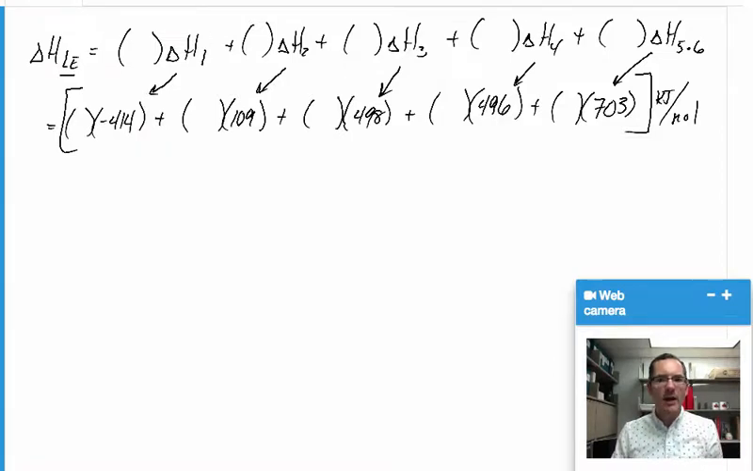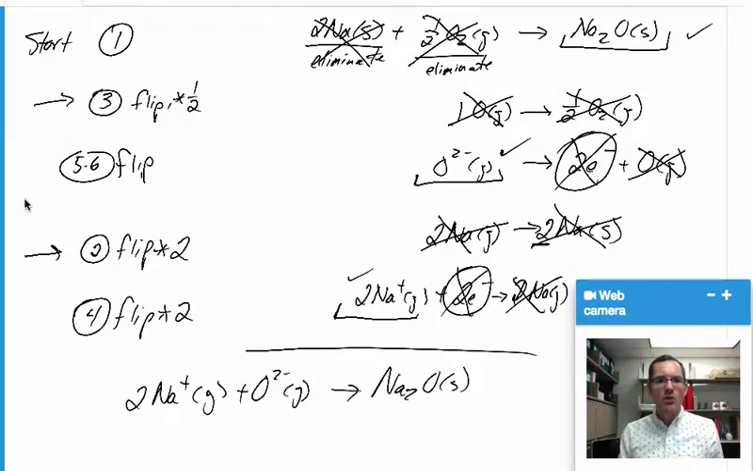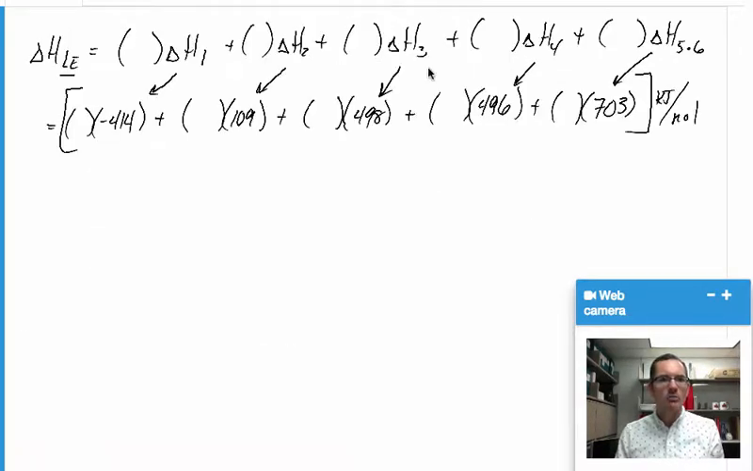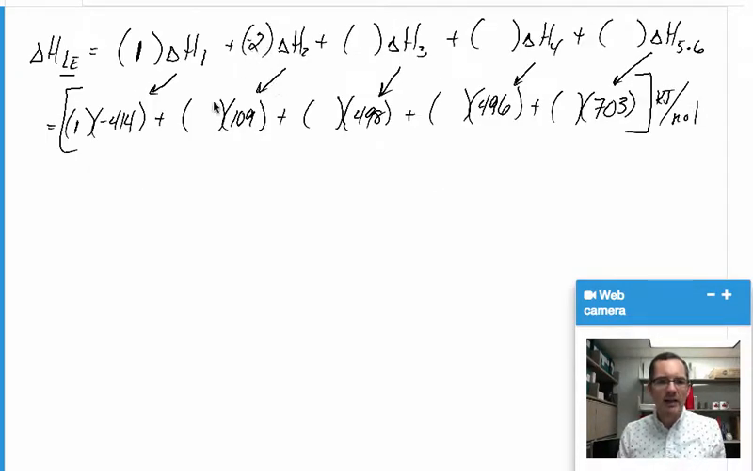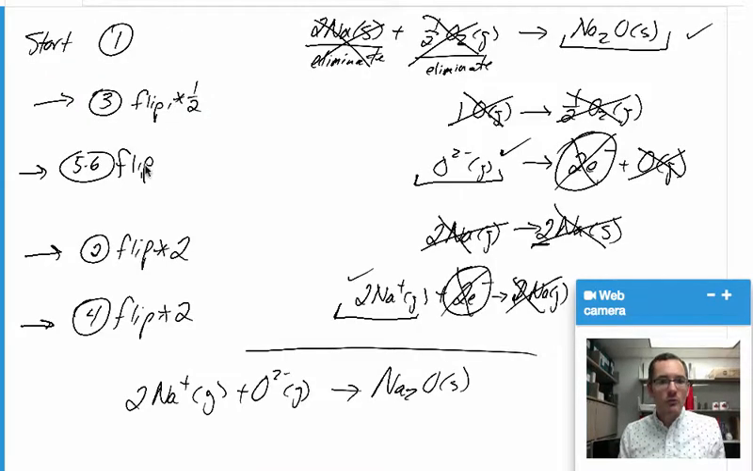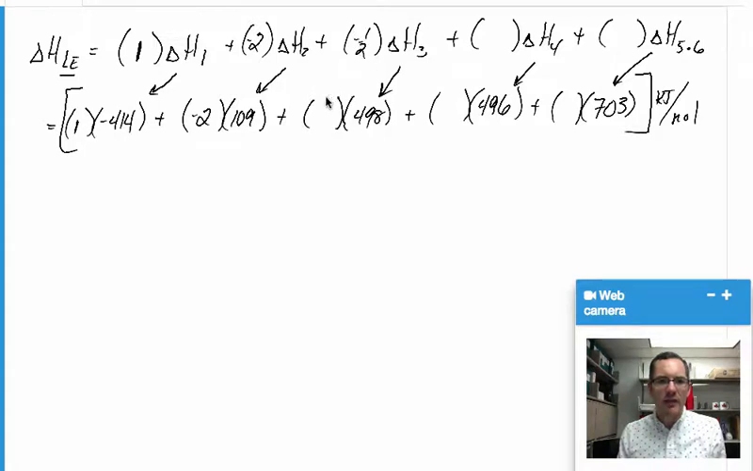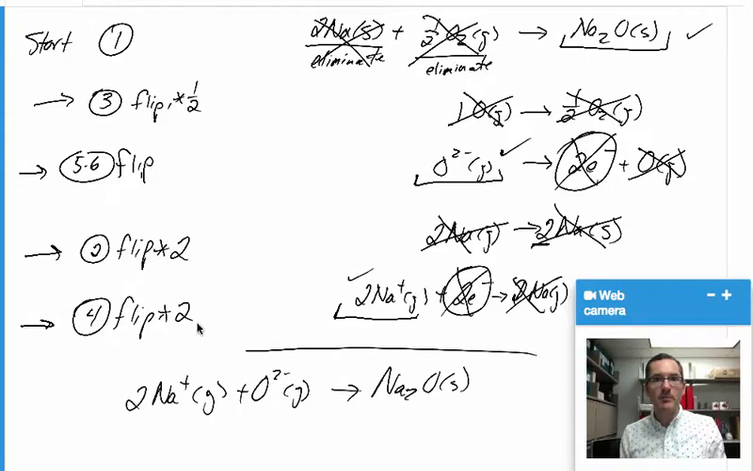For instance, if I go back with all of the stuff that I did here, you'll notice that I have all of these notations to remind myself of my values that I'll use. My first reaction, I didn't do anything to it. So I'm going to multiply that enthalpy of my first reaction by a positive 1. My second reaction I flipped and I had multiplied it by 2. So my second reaction will be multiplied by a negative 2. My third reaction step was flipped and multiplied by a half. So I'll put a negative 1/2 in front of there. For my fourth reaction, if I go back, I flipped and multiplied by 2.